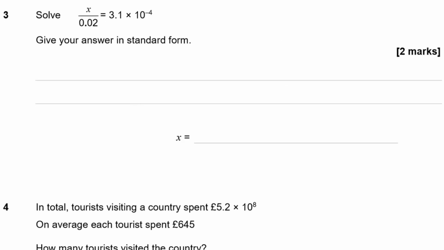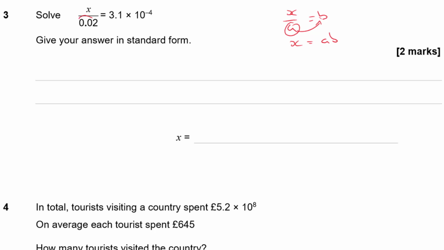Question 3. Solve x over 0.02 is equal to 3.1 times 10 to the minus 4. So I've got an equation in x that we need to solve. If I had x over a is equal to b, then the first thing I would do is cross multiply that a up there, and that would get me x is equal to ab. I'd work out what a times b was, and that would give me an answer to x. So I'm going to do the same thing here.